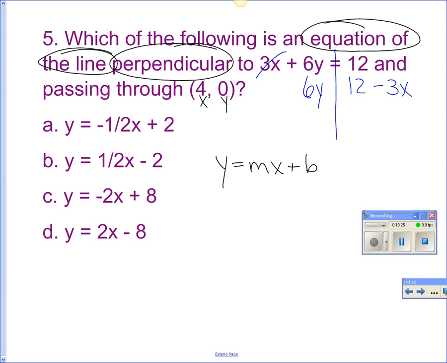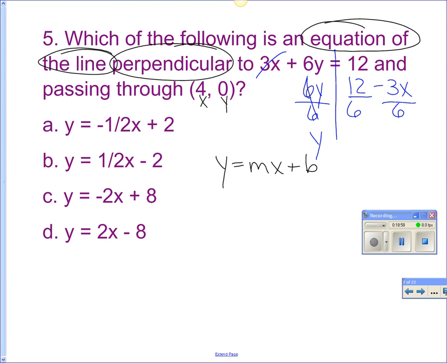All right, so I'm moving 3x to the other side. So I got 12 minus 3x. I'm writing it right there so you can see it better. Tamara, what else am I going to do? What am I going to do right here? How do I get y by itself? Divide everything by 6. Okay?